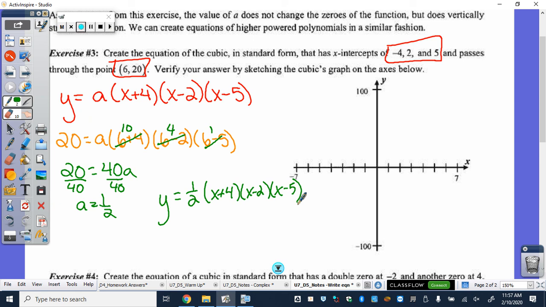Did they want it in factored form, though? No. What did they ask for? Standard form. Take a minute, multiply that out. See if you can get the equation in standard form.